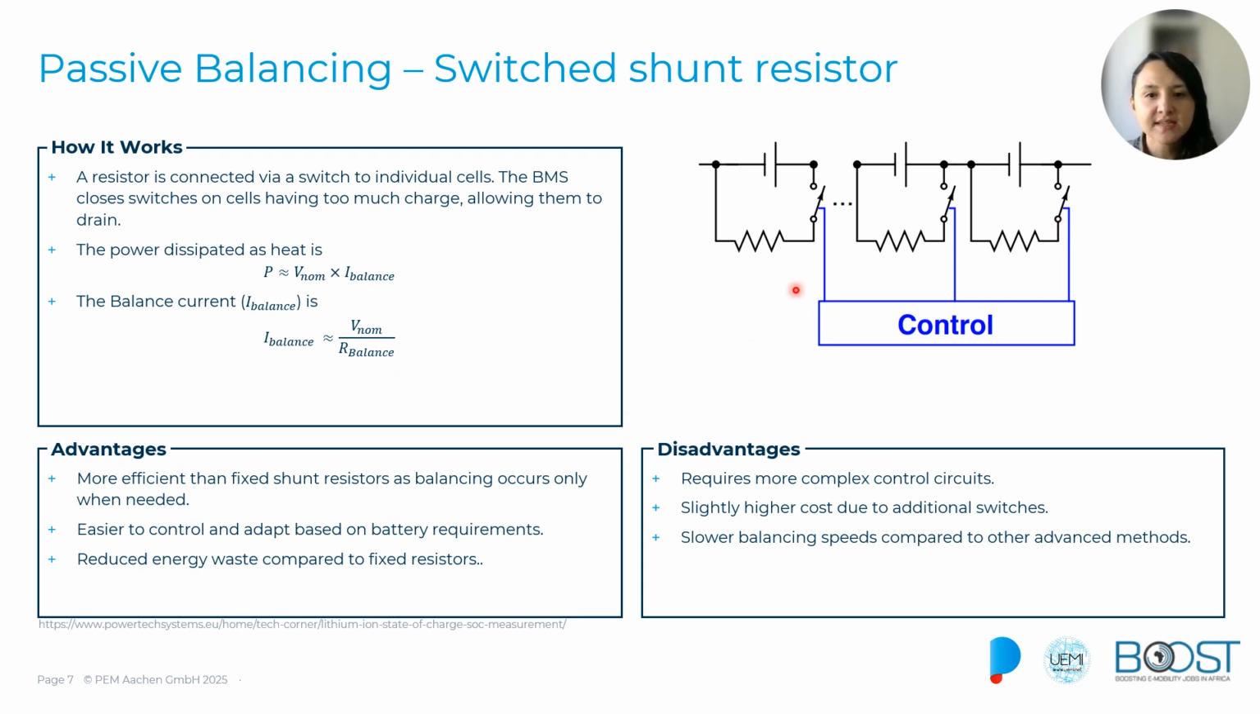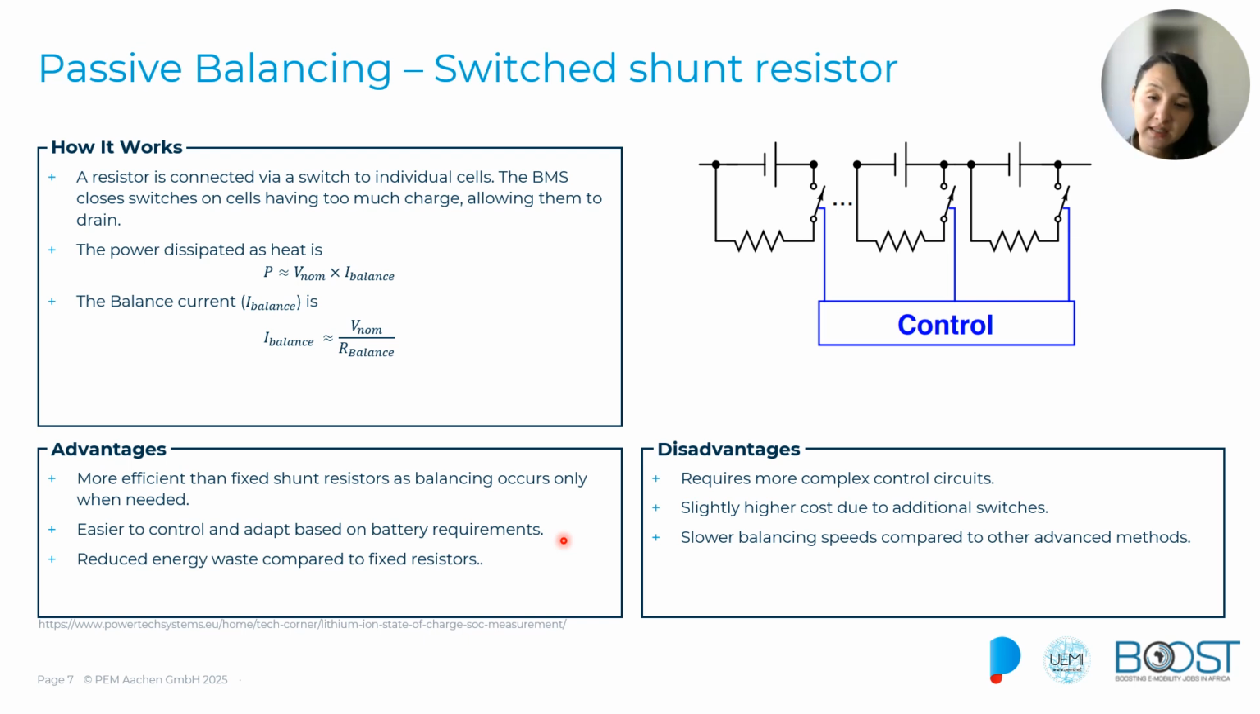We can calculate the power that is being dissipated in these resistors, and basically it is going to be equal to the voltage of our cells multiplied by the current that is flowing through the resistor. Some of the advantages of this in comparison to the previous is that the energy is only going to be dissipated when needed, and this minimizes unnecessary losses in our system.